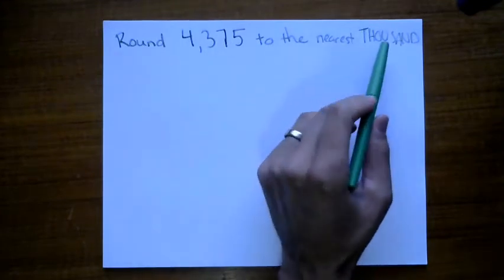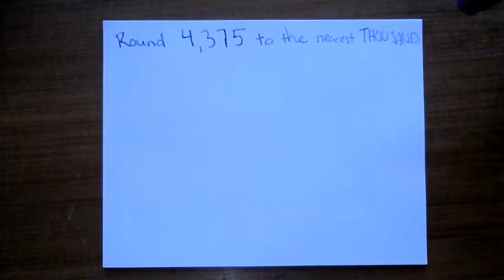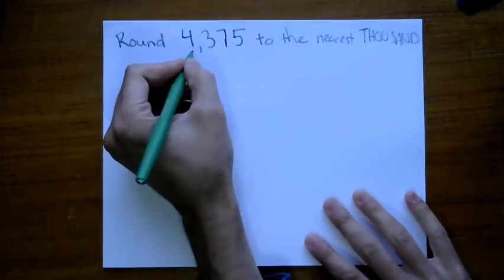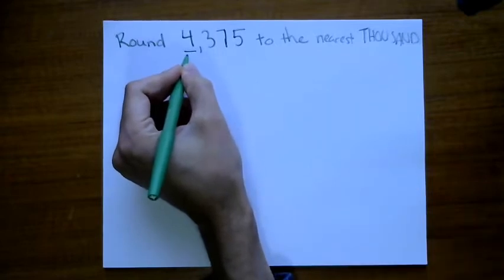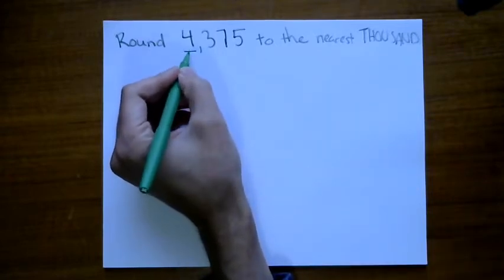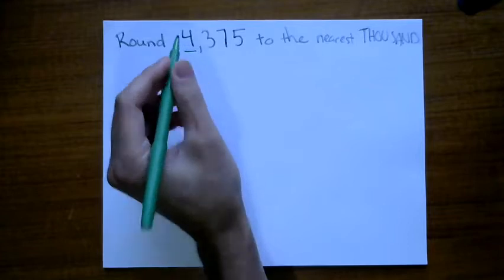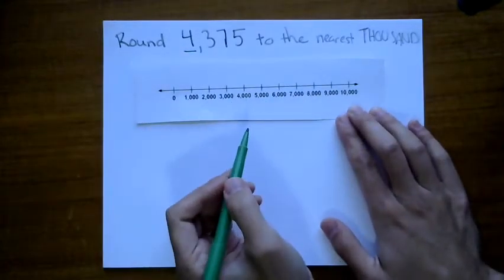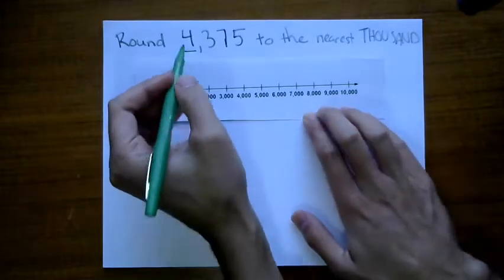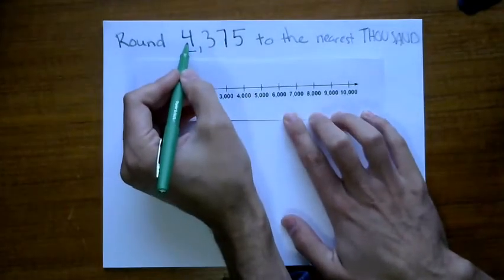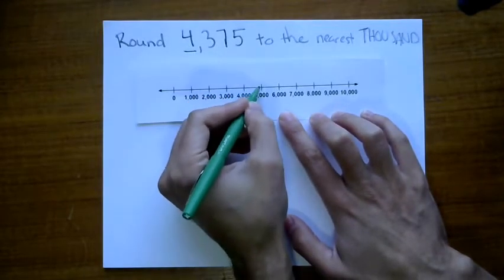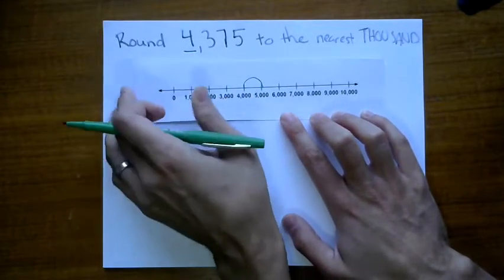Okay, let's take a number, 4,375, round it to the nearest thousand. So here's the trick that I use. I always underline the place value that I'm going to. So the thousands place is right here. There's a 4 in the thousands place. So if I look at all the possible thousands that I can round to, I know that this number is more than 4,000, see, because there's digits after it. So it's between 4,000 and 5,000, somewhere in there.